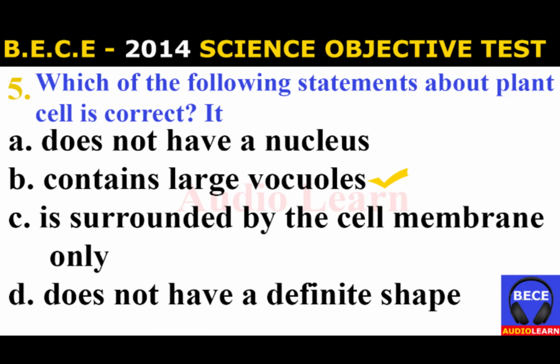Number 5. Which of the following statements about plant cell is correct? A. Does not have a nucleus. B. Contains large vacuoles. C. Is surrounded by the cell membrane only. D. Does not have a definite shape. And the answer is B. Contains large vacuoles. Which of the following statements about plant cell is correct? It contains large vacuoles.